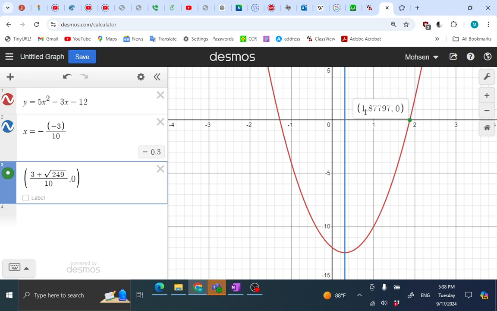Previously, Desmos had calculated it for us, but here we are double checking that this is really that point. Let's make sure that this also turns out to be that other point, minus 1.2. What was the difference with this? Well, that was 3 minus.